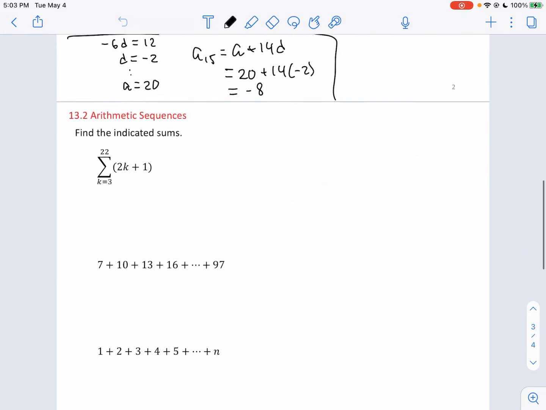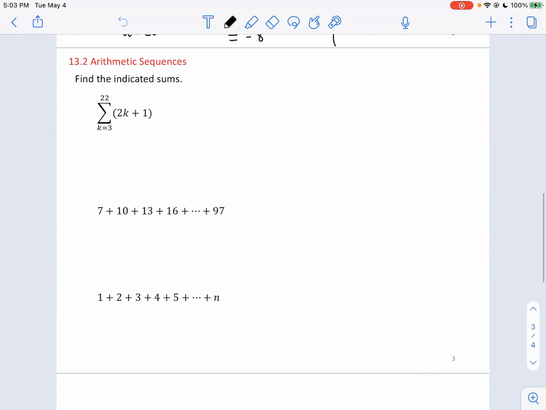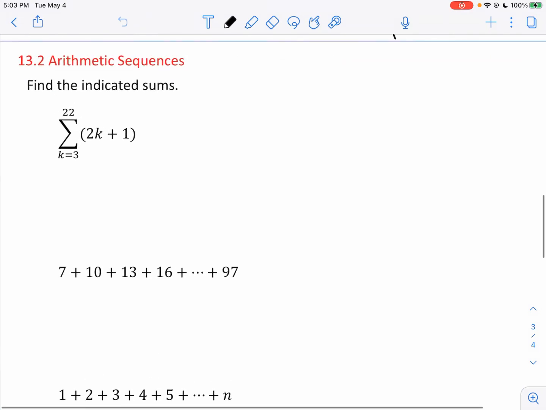Okay, let's go to the last slide for this lesson. Find the indicated sums. So we have a sum from k equals 3 to 22 of 2k plus 1. If I were to write this out, we won't write out all of the terms, but we will write out some of them. Plug in k equals 3 first into here, and we get 2 times 3, which is 6, plus 1, we get 7. Now plug in k equals 4, and we're going to get 9. Now plug in k equals 5, and we're going to get 11. You can quickly see a pattern.